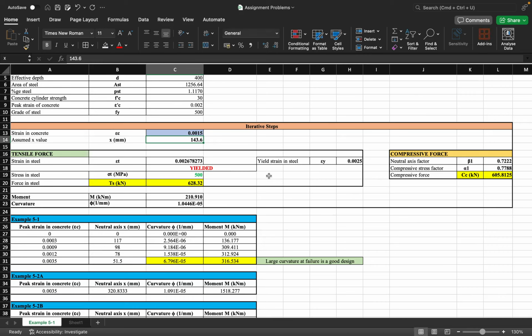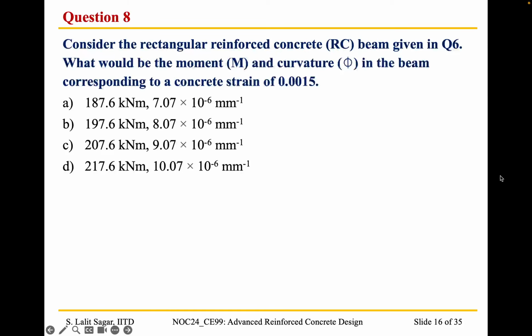Could you suggest what should be the value of x now? Should it be more or should it be less? Less. 125. No, I think we need to increase it because it is 605. We need to balance it with 628. Okay, so I got it for a value of 149. For 149 we are getting almost same values, and the procedure is same.